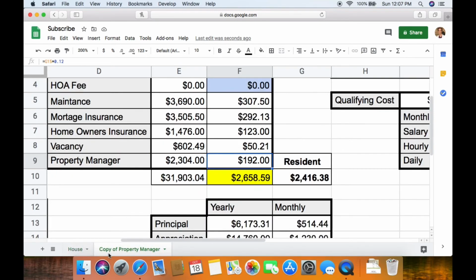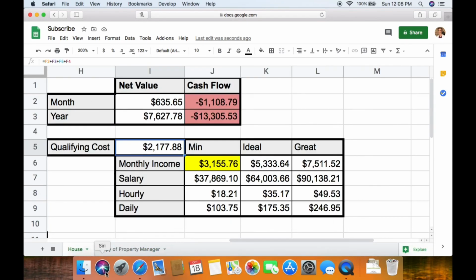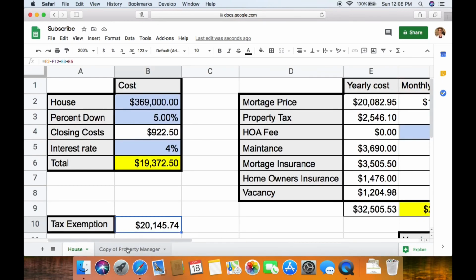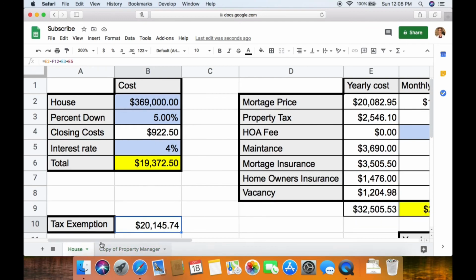So just going back and forth between the two sheets, you can see they're very similar. It's not going to change your qualifying costs over here, but it will impact how much cash flow you get on this property, but it will also impact how much stress you have actually taking care of this property. Again, do your own research, but it could potentially increase your tax exemption because if you're employing a property manager, you could write that off as a business expense right there.